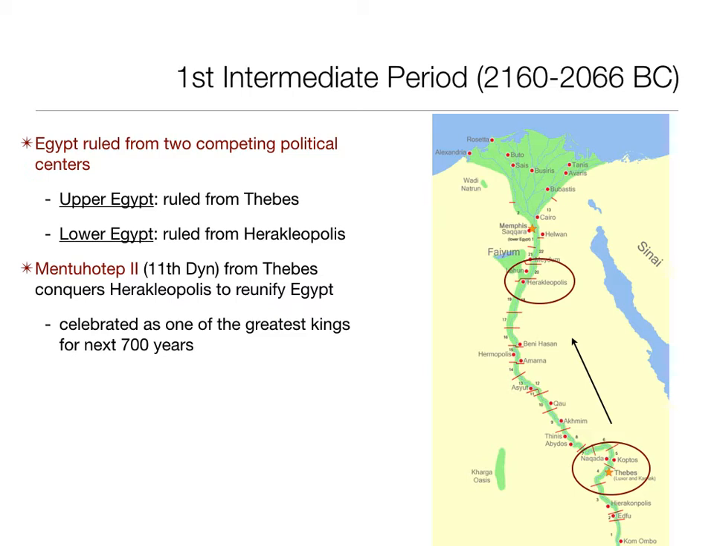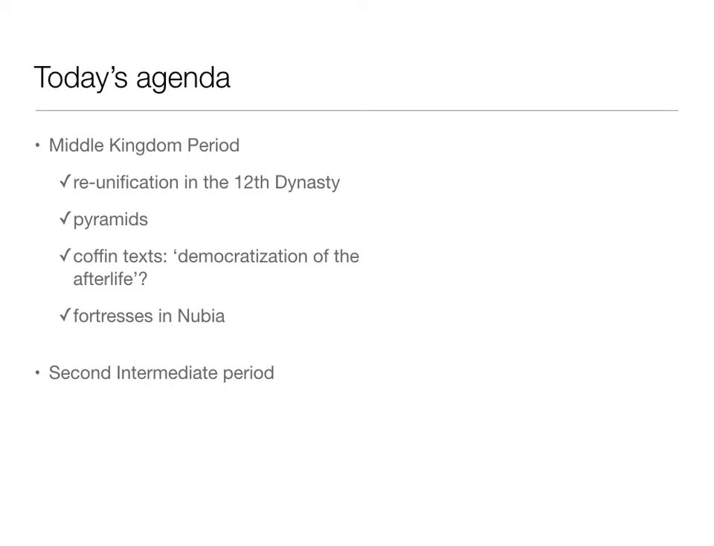And these two competing centers finally came into conflict, and a king by the name of Mentuhotep in the 11th dynasty from Thebes conquers Heracleopolis and eventually reunifies Egypt. In doing so, he was, really, he's already deified, but he's really celebrated as one of the great kings that restored Egyptian strength and centrality. His memory lives on. As we'll see, he has a really major monument built to him.